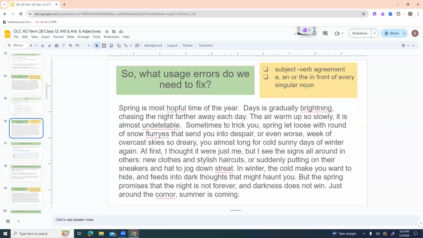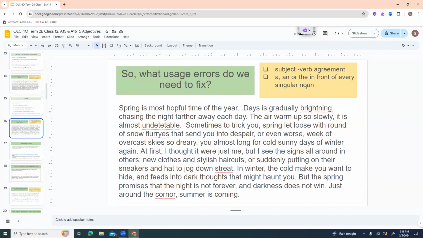Here, I've put specifically subject-verb agreement and a, an, or the. Subject-verb agreement is when, if it's a singular noun, then it has a singular verb. If it's a plural noun, it has a plural verb. We talked about this the other day, I believe, and we were talking about how the biggest problem is usually with the verb to be, because it has so many versions: am, is, are, was, were.